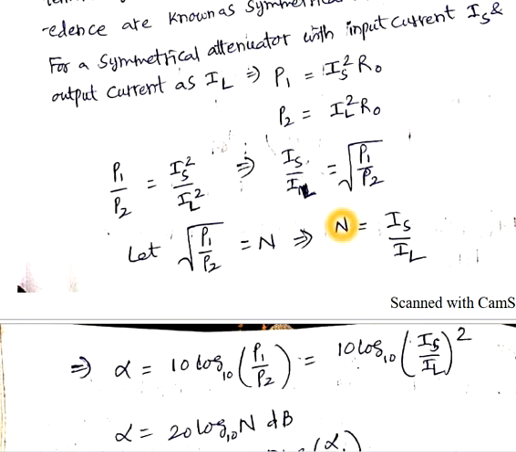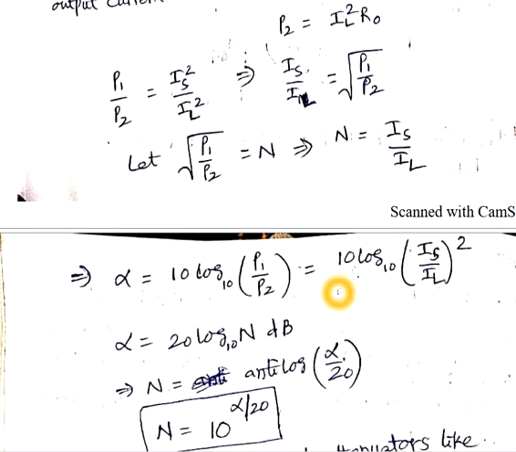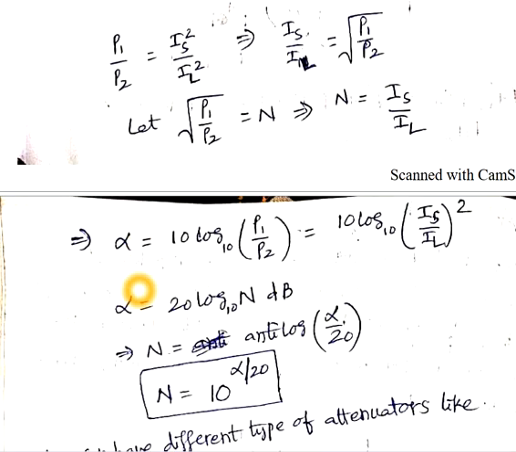Then what happens to N? That N becomes Is by IL, because P1 by P2 has square terms, and square and square root will be cancelled out. This is about the P1 by P2 ratio and capital N. And what is alpha in decibels? Alpha in decibels is equal to 10 log 10 P1 by P2, and let us substitute this P1 by P2 in terms of current ratios. Then alpha is equal to 20 log 10 N decibels.